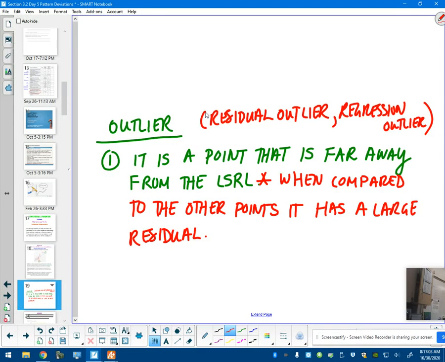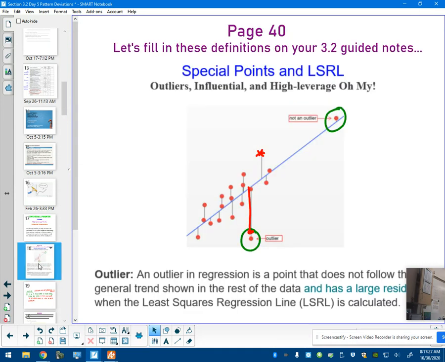Now, what it does to all the statistics, that's coming in where we call it influential. Many times outlier points and leverage points are influential because it changes your statistics. But to be an outlier, you just have to have a large residual compared to the other points. Got it? Okay, so then what about high leverage points?